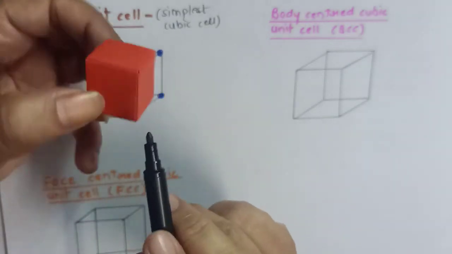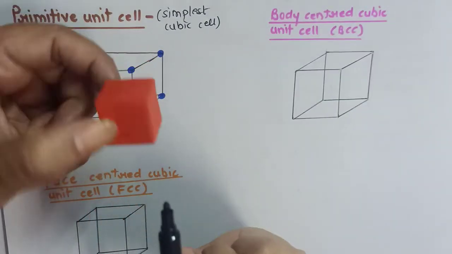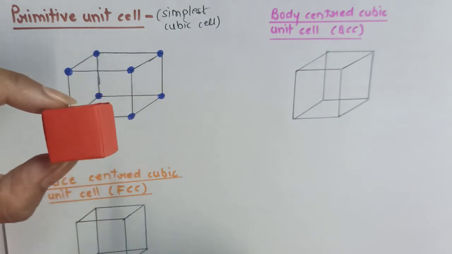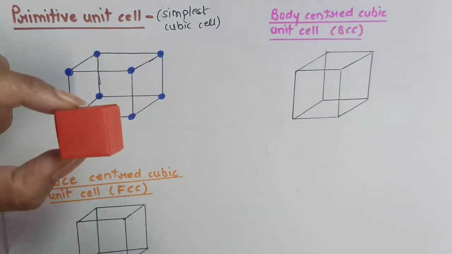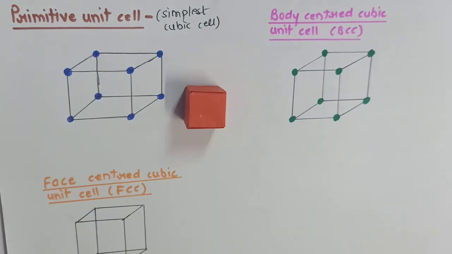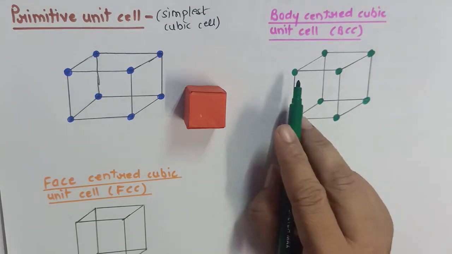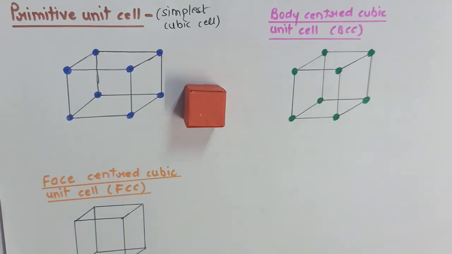1, 2, 3, 4, 5, 6, 7, 8. So all 8 corners will be occupied by 8 constituent particles. Now in the case of a body centered cubic unit cell, as usual, 8 corners will be occupied by 8 constituent particles. We can consider any type of unit cell, whether it is primitive, body centered, or face centered, always 8 corners will be occupied by 8 constituent particles. That is a must.